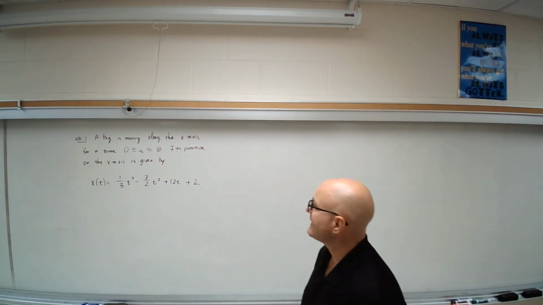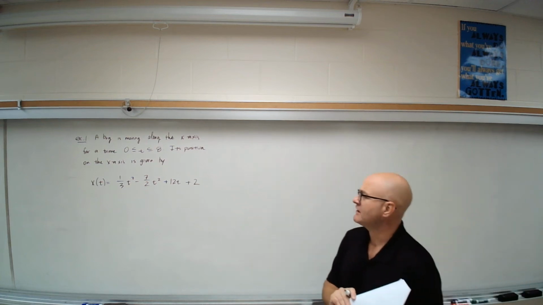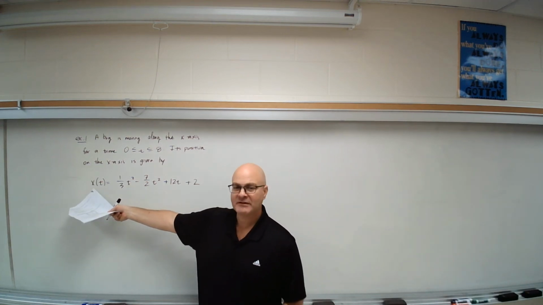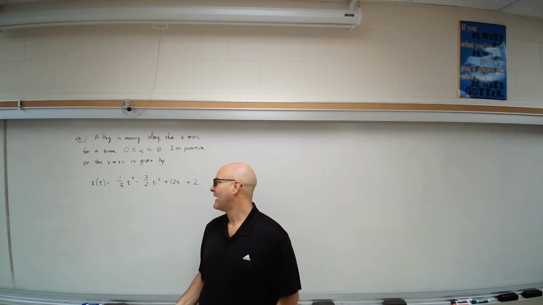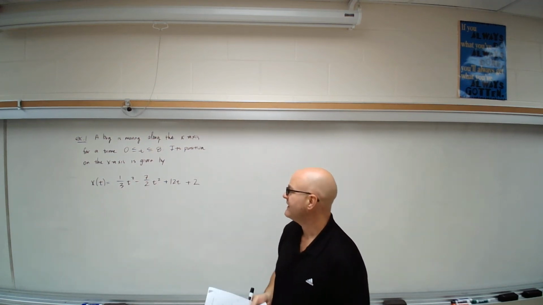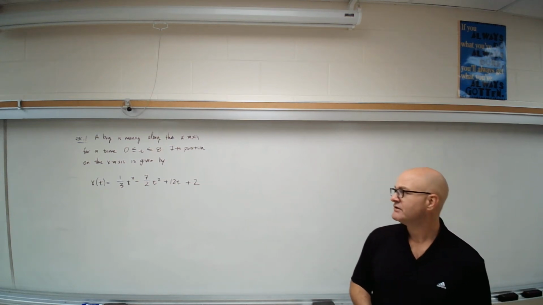Okay, for our first example, a bug is moving along the x-axis for a time 0 less than or equal to t less than or equal to 8. Its position on the x-axis is given by this function. Again, x is the name of the function, which is kind of different for us. t is the input variable. So x of t equals 1/3 t cubed minus 7/2 t squared plus 12t plus 2.